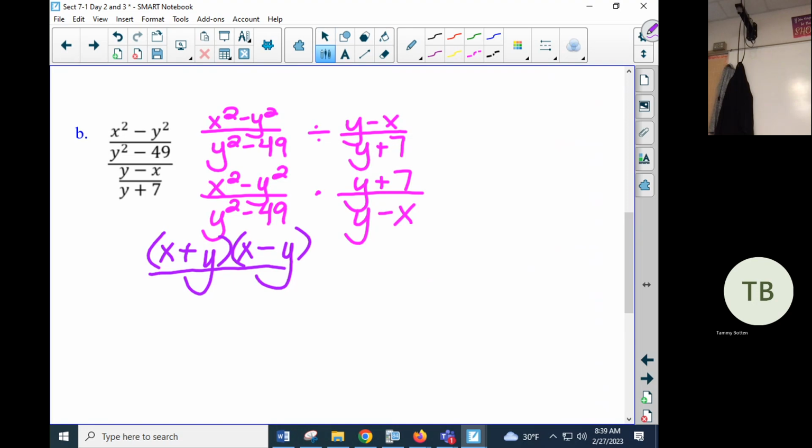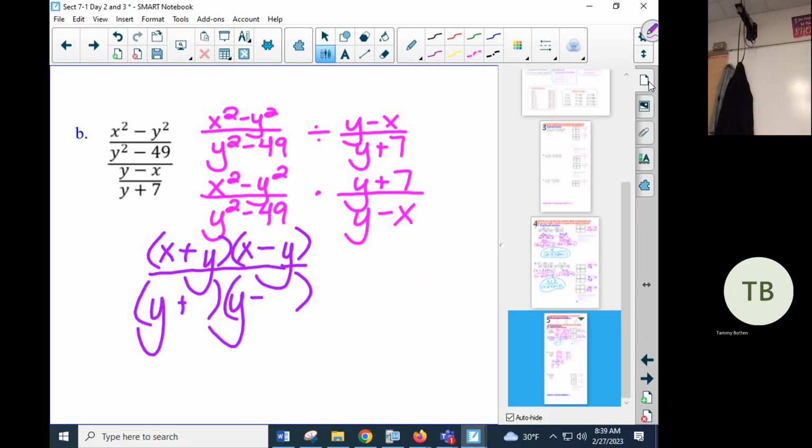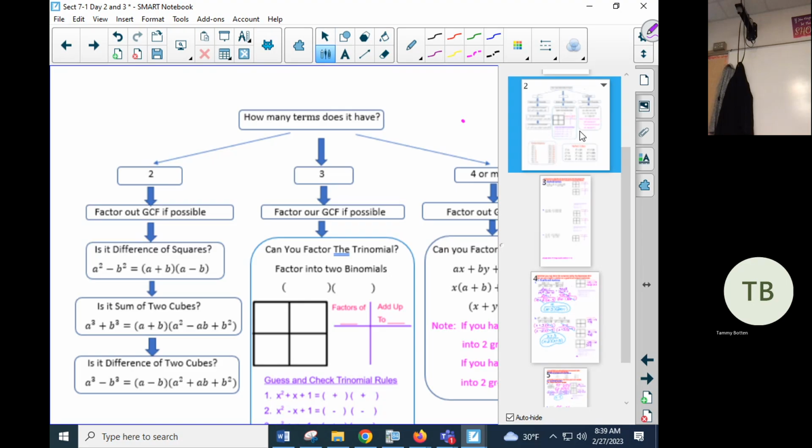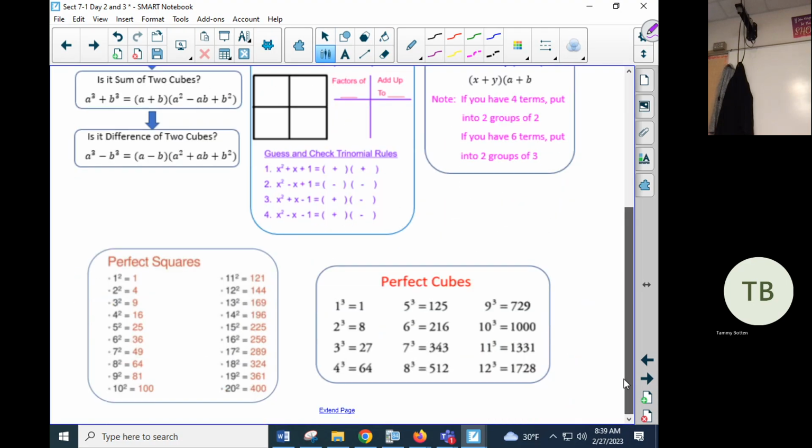Then I'm going to look at this one, and this also is difference of squares. The y is squared, we have a minus sign, and 49 is a perfect square. So I would go plus and minus, that's y squared, I do y and y. And just to show you how you can tell if something is a perfect square if you don't know them by heart, this should be on the back of your factoring flow chart. And 7 squared is 49.